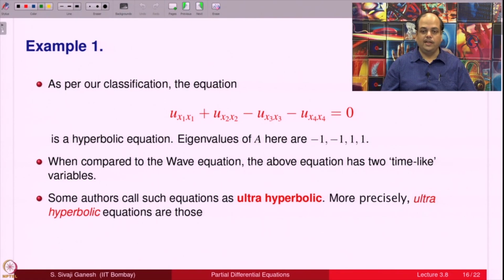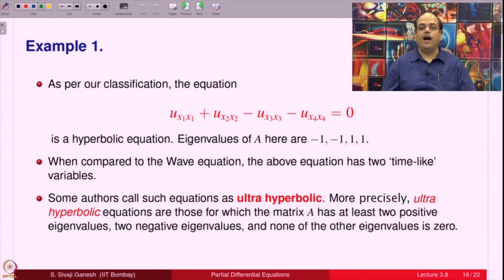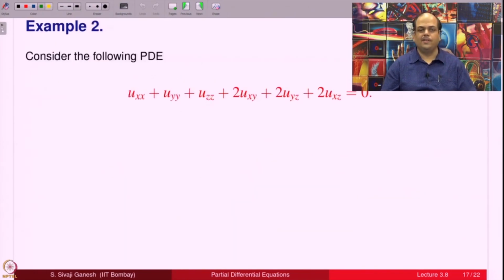More precisely, the definition of ultra hyperbolic is the following. An equation is called ultra hyperbolic if the matrix A has at least two positive eigenvalues and two negative eigenvalues and none of the other eigenvalues is 0. Our definition of hyperbolic will allow some eigenvalue to be 0, but ultra hyperbolic by definition has at least two positive eigenvalues, at least two negative eigenvalues and none of the other eigenvalues is 0. That is what is called ultra hyperbolic. This is just for the sake of definition.